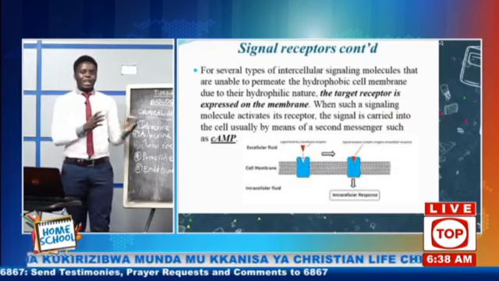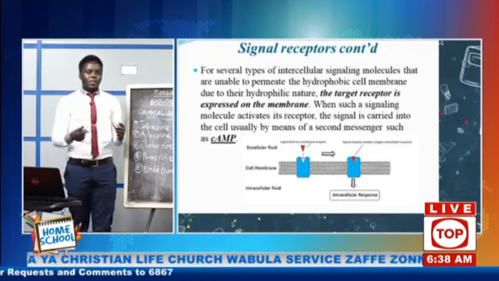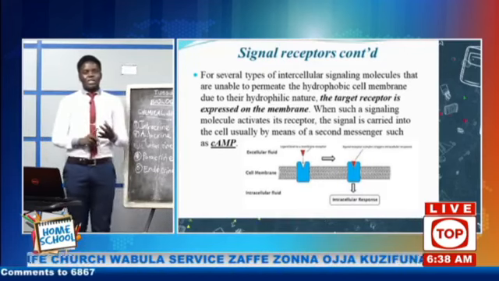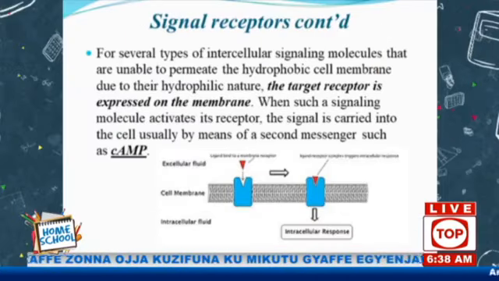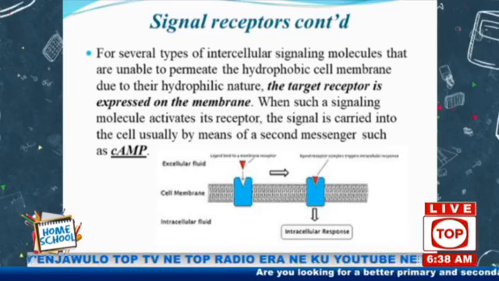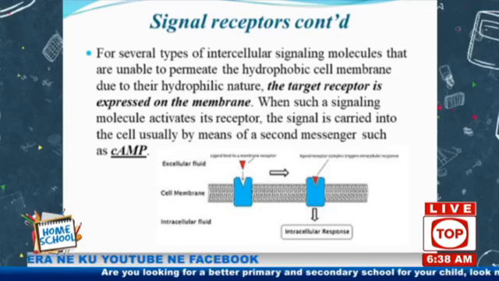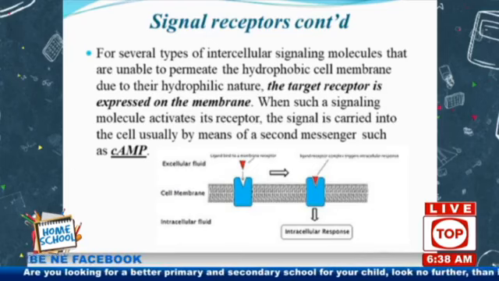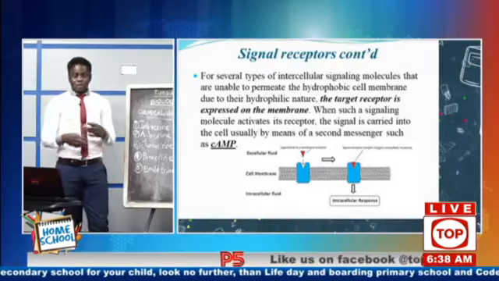Cell surface receptors are the most common. They rely on two major mechanisms: phosphorylation cascades and second messenger pathways. These signaling molecules are unable to go through the cell membrane, so the target receptor is expressed on the membrane. As I said earlier, when the signaling molecule attaches onto the receptor, it causes a change in the conformation, a change in the shape of the receptor, resulting in a response.